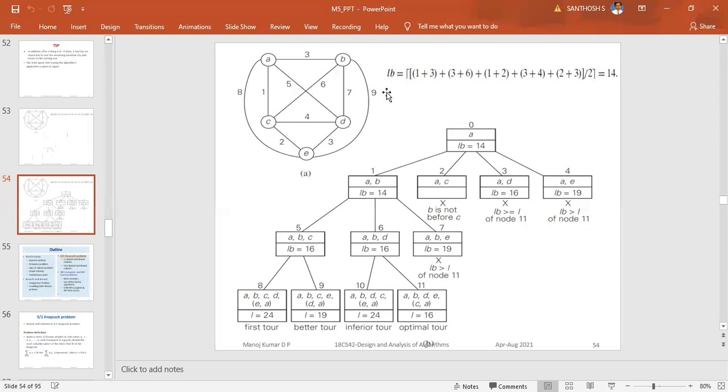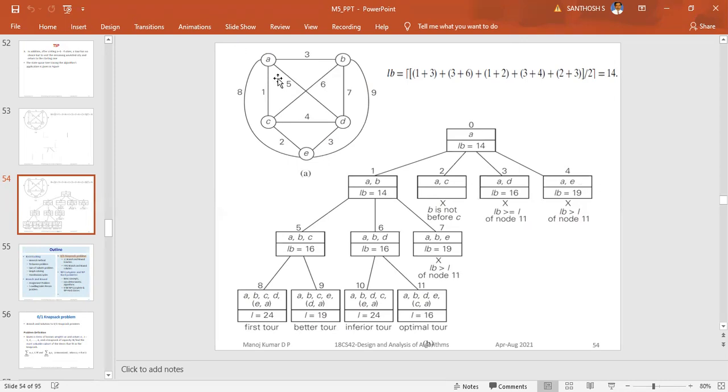Initially, we all know how to find the lower bound. Lower bound for A is 1 and 3. For B it is 3 and 6. For C it is 1 and 2. For D it is 2 and 3. For D it is 3 and 4. For E it is 2 and 3. Everything divided by 2 is equal to 14. So now you start at A. Initially, starting at A, the lower bound is equal to 14. Now you have the combinations AB, AC, AD, and AE.